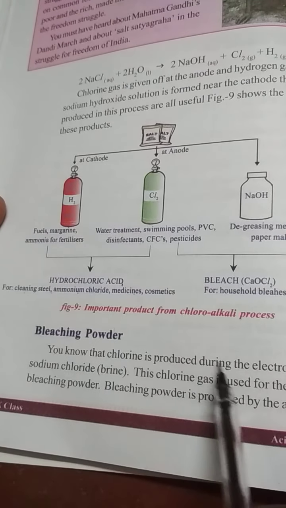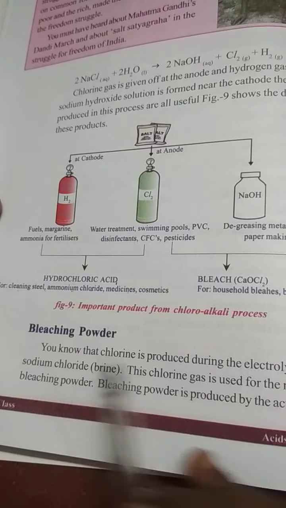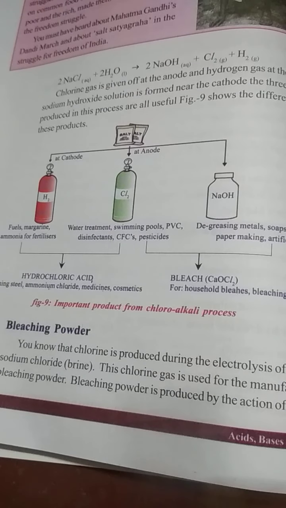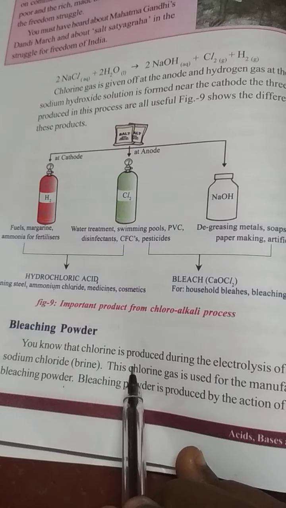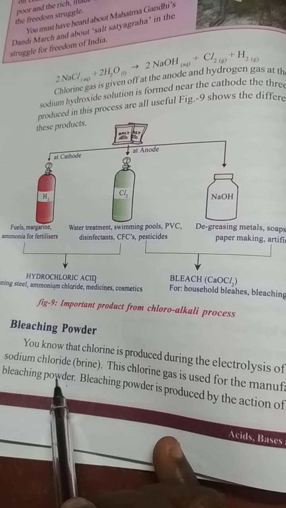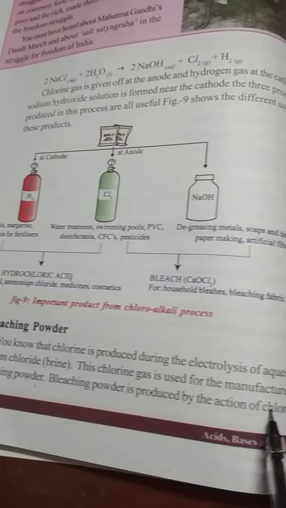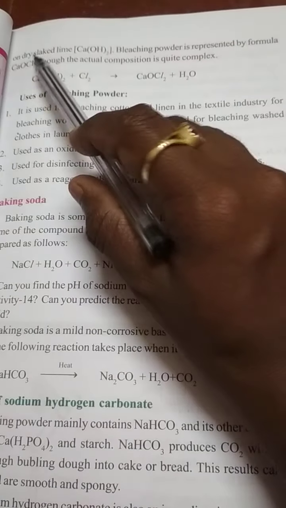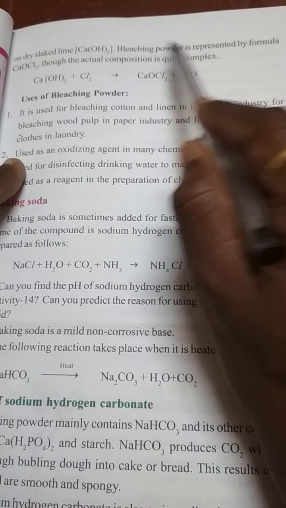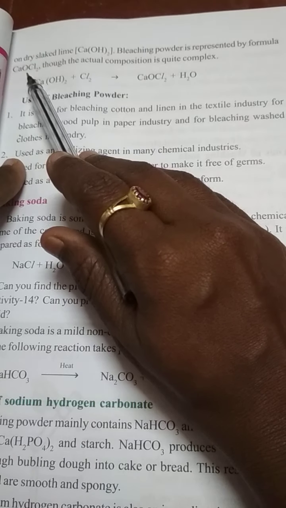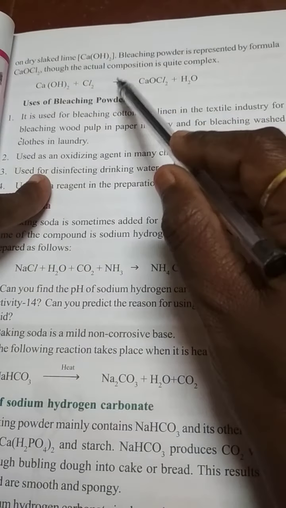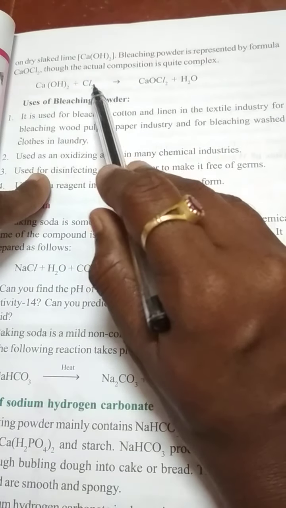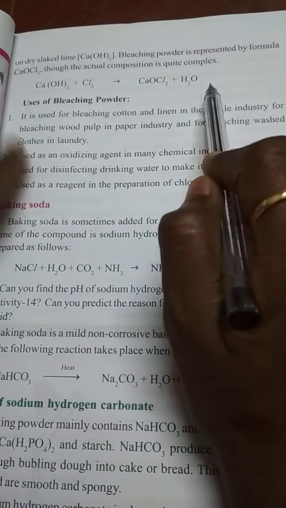You know that chlorine is produced during the electrolysis of aqueous sodium chloride. This chlorine gas is used for manufacture of bleaching powder. Bleaching powder is produced by the action of chlorine on dry slaked lime. Bleaching powder is represented by the formula CaOCl2, though the actual composition is quite complex. Ca(OH)2 plus chlorine gives CaOCl2 plus H2O.